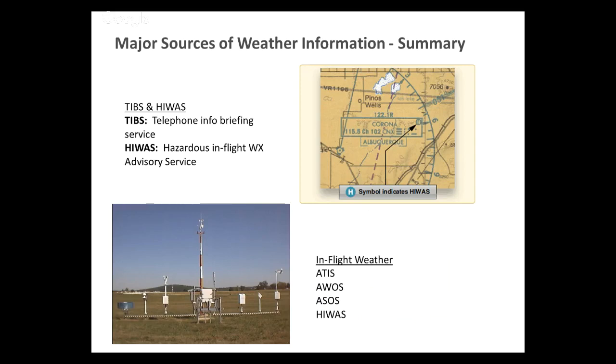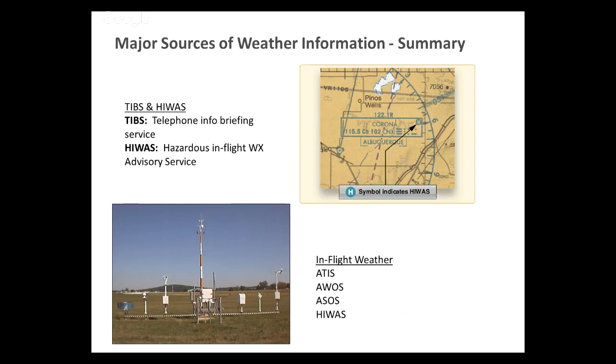AWOS and ASOS are ground weather stations similar to the one pictured on the left. It's a super expensive, fancy weather station that is installed at an airport, and they provide, in most cases, minute-by-minute current weather conditions. So every single minute that goes by, this weather station updates the winds, temperatures, dew point, cloud coverage, and in some cases the density altitude, and we'll repeat that in a recorded message to whoever's tuned in on the frequency.